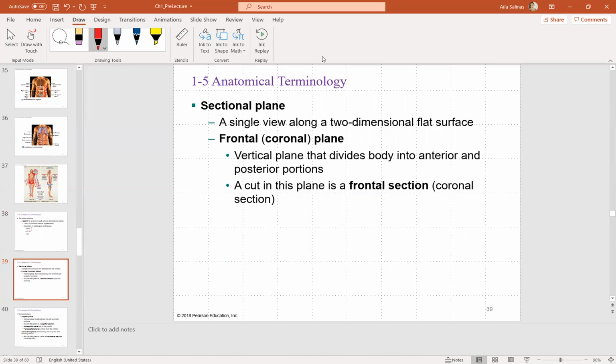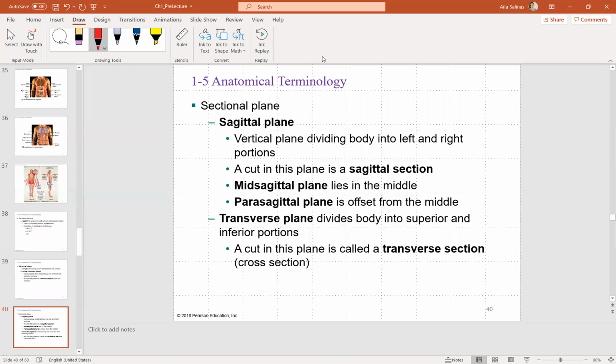In a sectional plane, we have a single view in two dimensions of a flat surface. We have the frontal or coronal plane. That's a vertical plane that divides the body into anterior and posterior. And if we cut in this frontal plane, we have a frontal section, or coronal section.